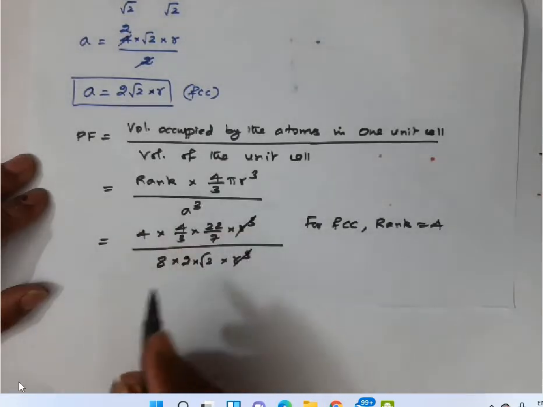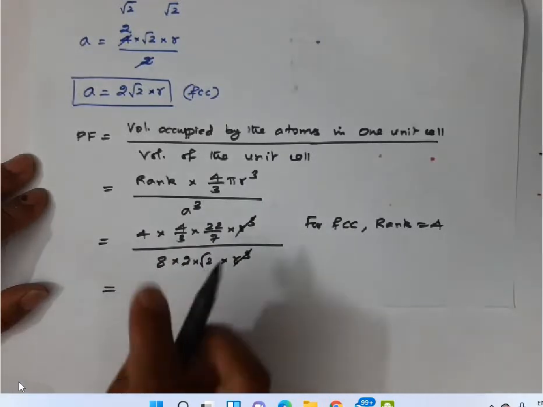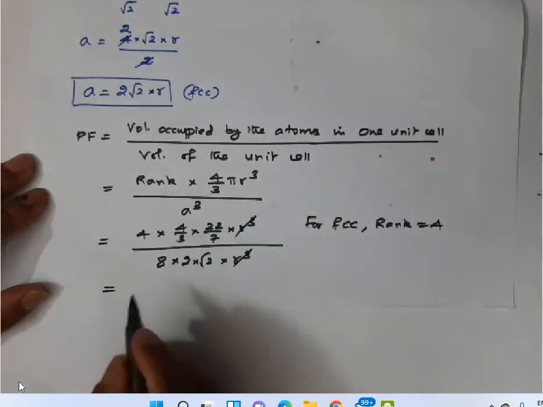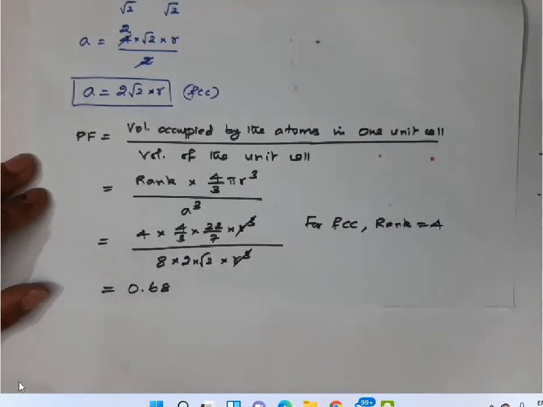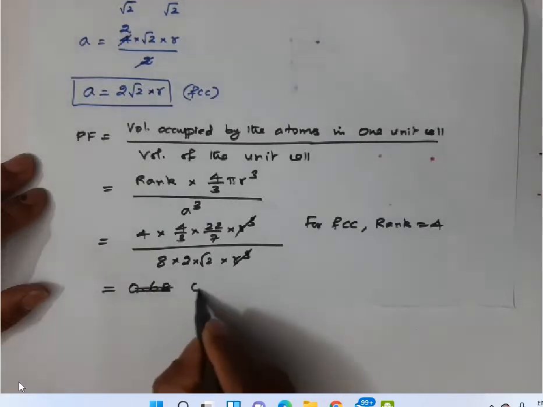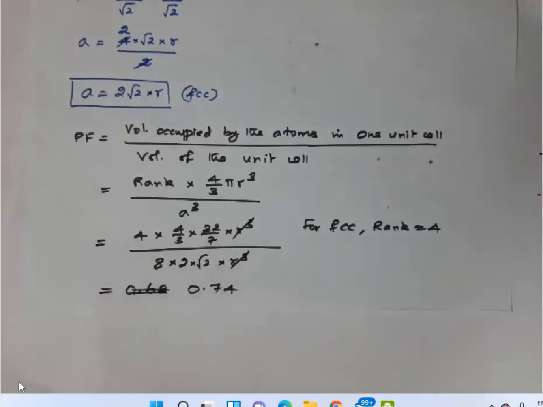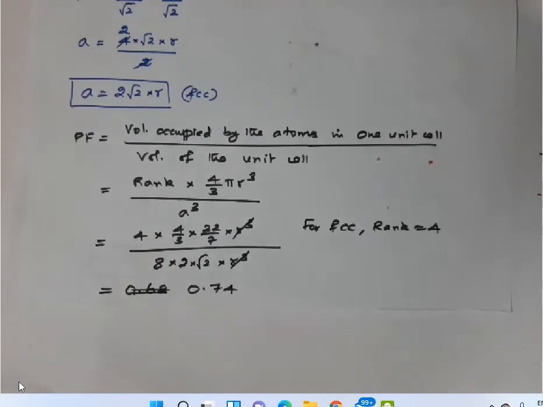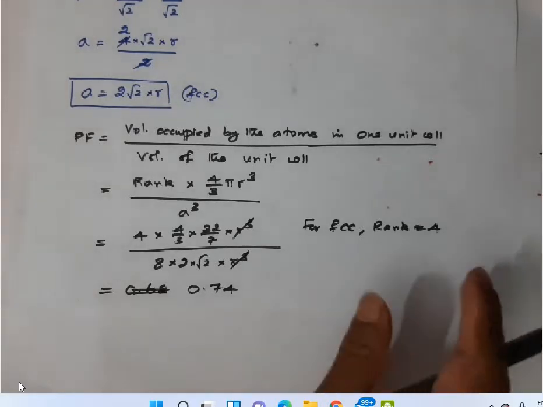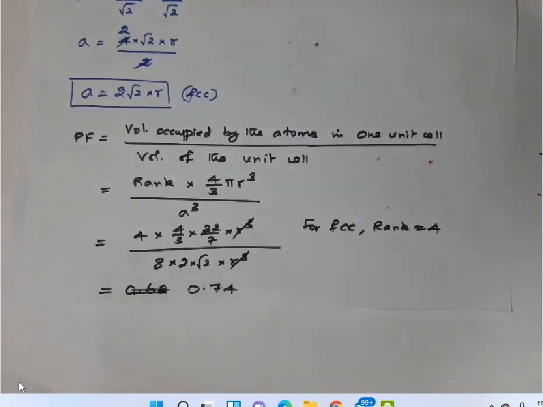You just calculate what the value is. Let me give the value directly, because these are all well known quantities. So the value is actually, I'm sorry, for FCC, 0.74. For FCC, if you calculate this value, you'll get the value as 0.74. Okay, so 0.74 fraction is occupied. Or you can also calculate percentage packing fraction.